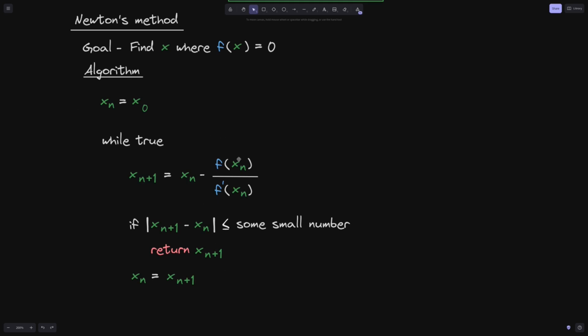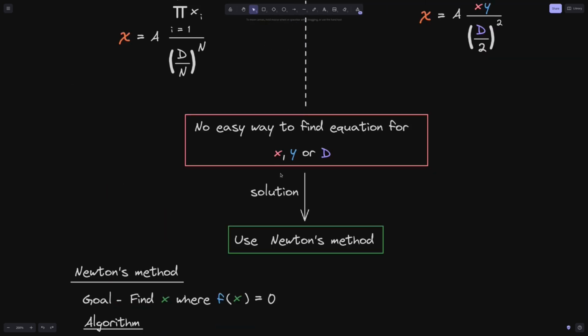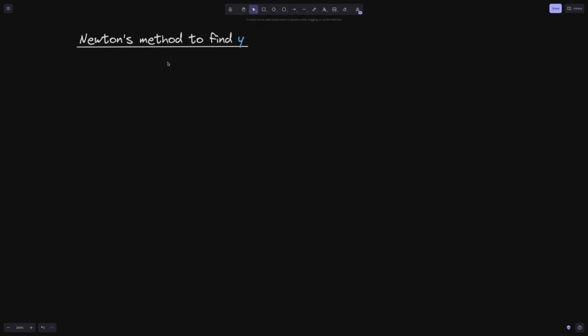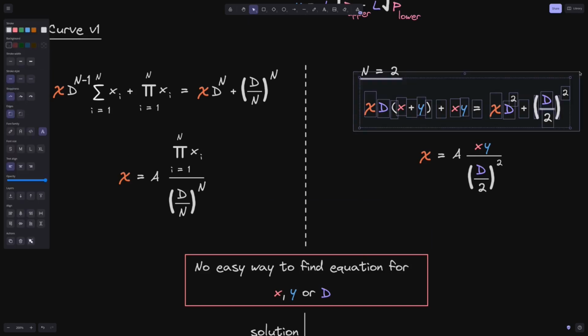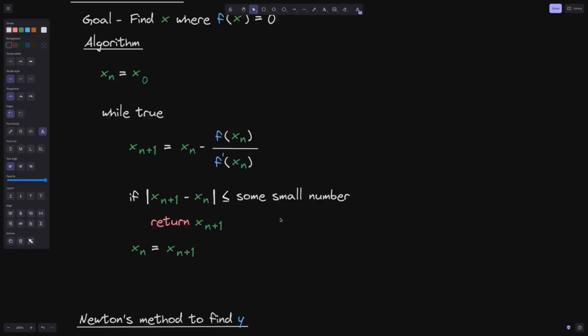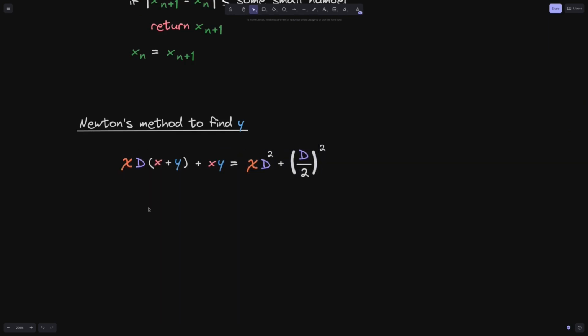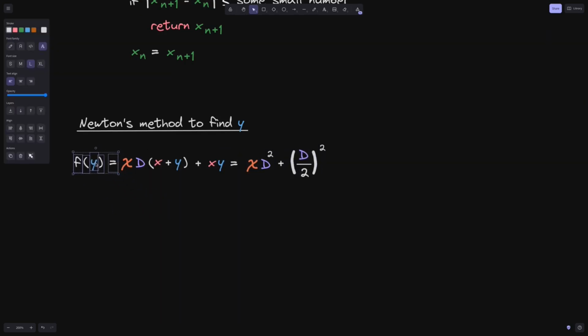Let's see how this is used in Curve to calculate x, y, and d. For example, how does Curve use Newton's method to find y? To begin with, we first need to set up a function. For this example, we'll use the equation for n equals 2. So I'll copy this, and then we'll paste it here. And we'll define f of y to be equal to this part of the equation, minus the right side of the equation.